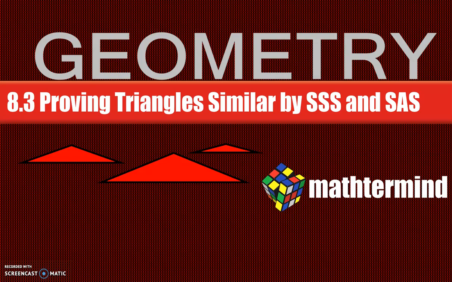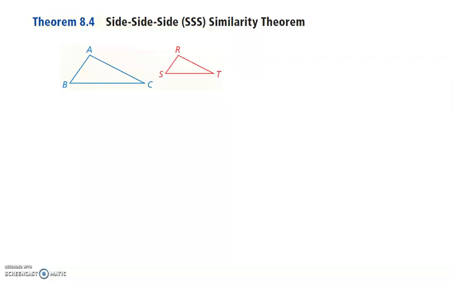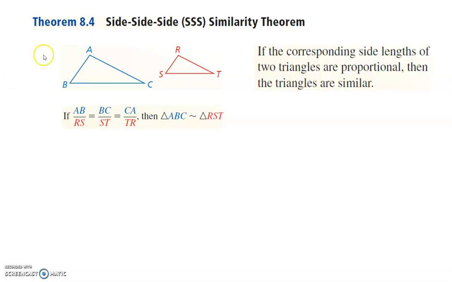We are in Chapter 8, Section 3, Proving Triangles Similar by Side, Side, Side, and Side, Angle, Side. All right, the Side, Side, Side Similarity Theorem says if corresponding sides are proportional to each other, so for example, AB to RS, or BC to ST, or CA to TR, if all three of those are true, then those triangles are similar. Corresponding sides are proportional, then the triangles are similar.